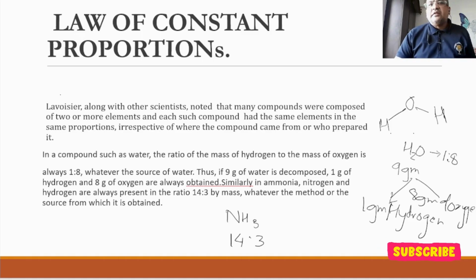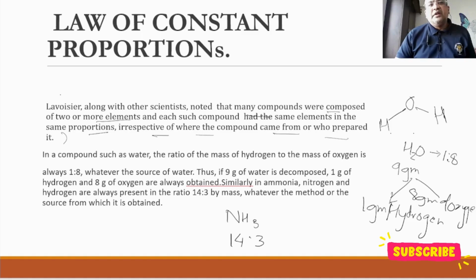he noted that many compounds were composed of two or more elements, and each such compound had the same elements in the same proportion, irrespective of where the compounds came from and who prepared them. Now, what do we understand by this?